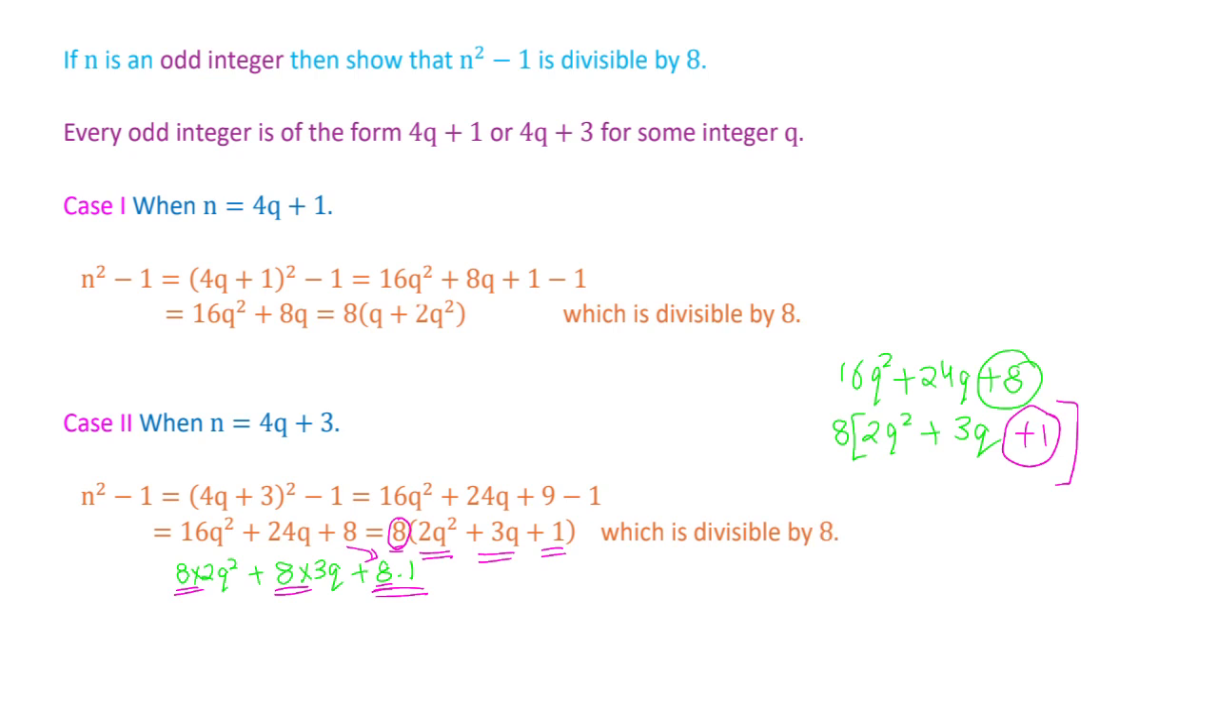So we have proved that any odd integer is either of the form 4q plus 1 or of the form 4q plus 3. In both these cases, if n is 4q plus 1, then n square minus 1 is divisible by 8. If n is 4q plus 3, then n square minus 1 is divisible by 8. And this is what we had to prove: if n is an odd integer, then n square minus 1 is divisible by 8.